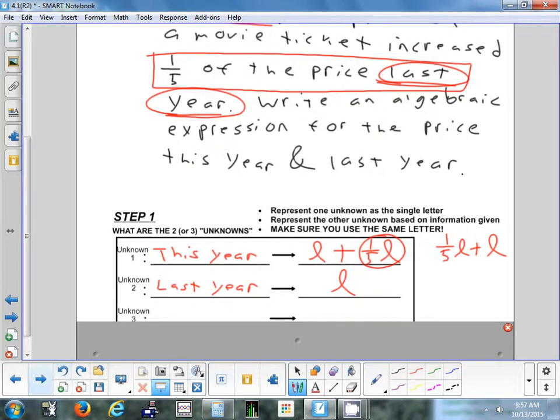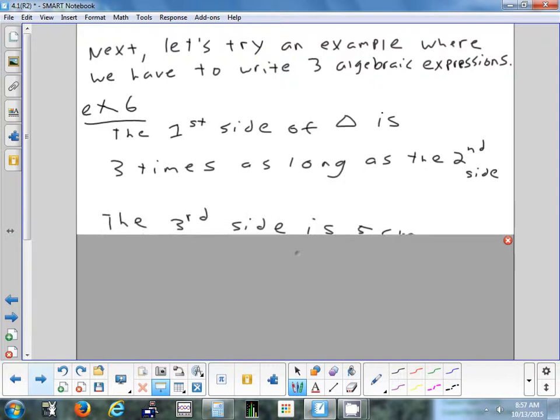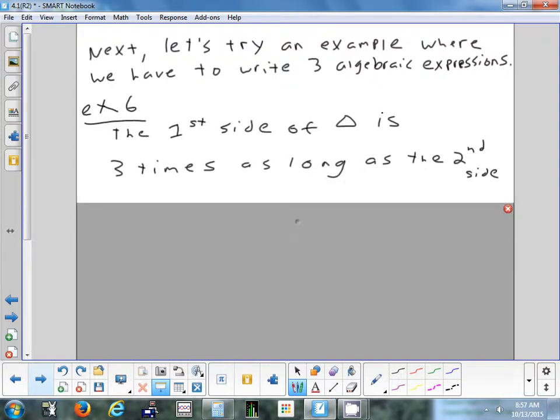All right, let's try this one. In fact, I'm not even going to look at the whole problem yet. I'm just going to look at that first sentence. It says the first side of a triangle is 3 times as long as the second. What are the 2 things in that sentence? Kind of like our 2 subjects. Yeah, first side and second side. Those are the 2 things.